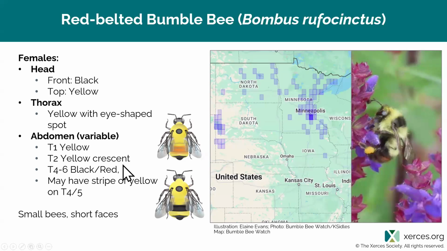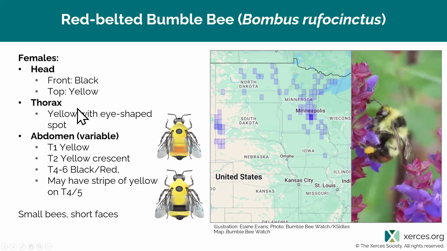We'll go through some examples so you can really see the variability of the color patterns for this species. The thorax of the red-belted bumblebee is going to be mostly yellow. They have an eye shape or an oval between their two wing joints, as opposed to sometimes you'll see bumblebees with a very solid black band. These bumblebees generally have more of an eye-shaped pattern. You can't quite see it here in this example photo, but we will be going through some examples where you can really see that eye shape on the thorax.